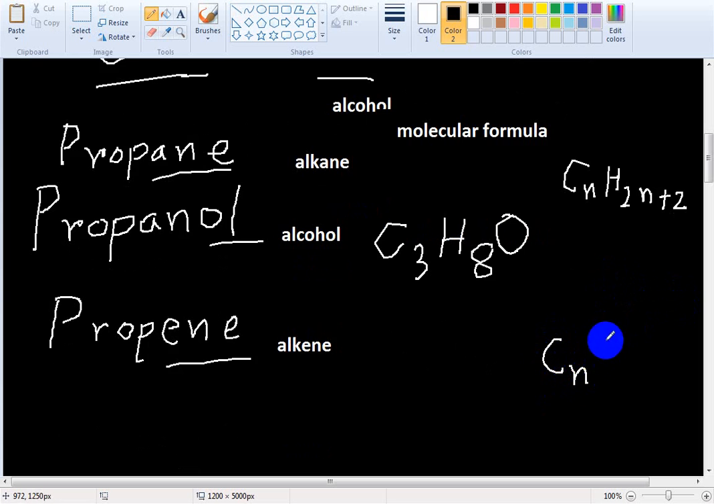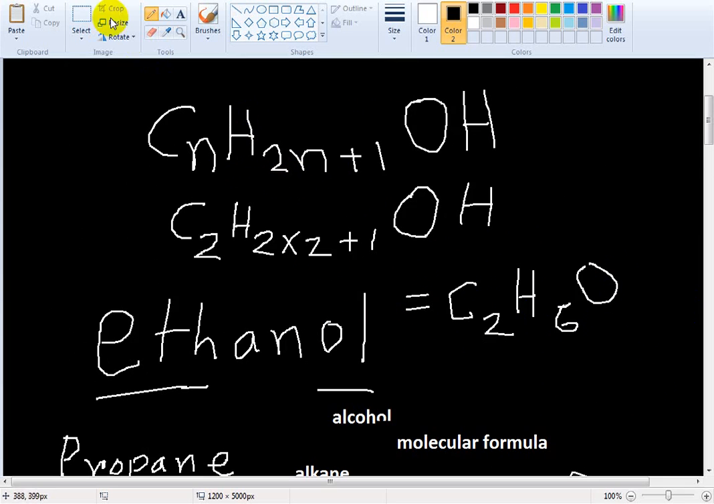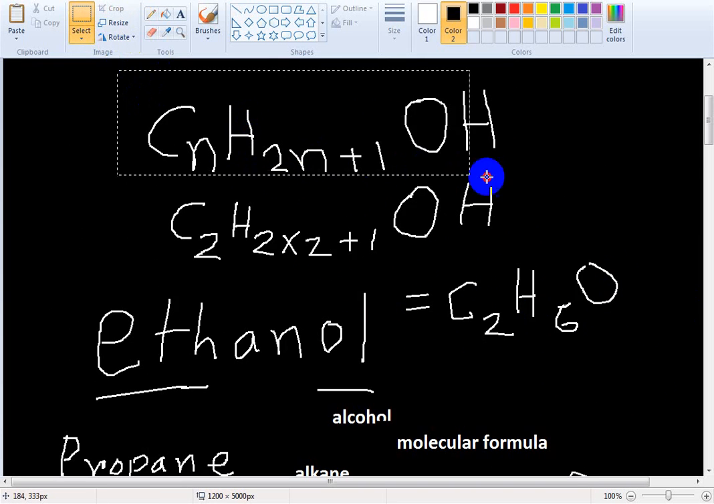CnH2n. Alcohol we have just known. This is CnH2n plus 1. This is the alcohol general formula.